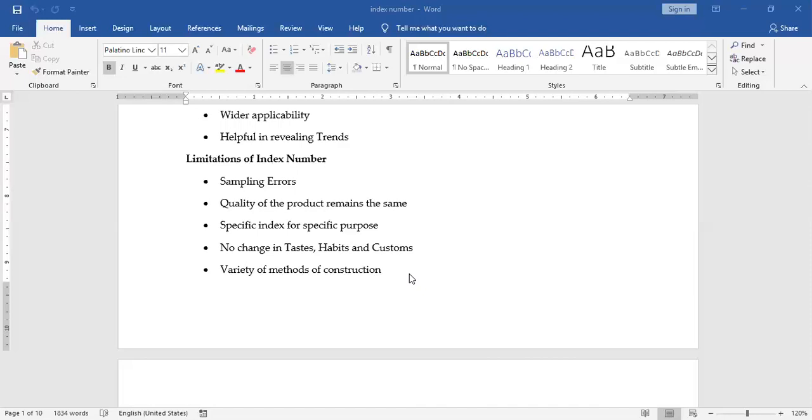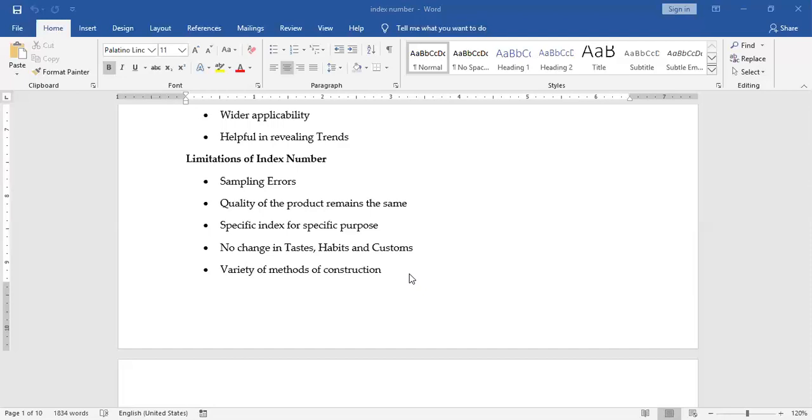Next is that the quality of the product remains the same. Definitely right. There will be no changes in the quality you take over a period of time. Specific index for specific purpose. Definitely there is a stereotype index which is well designed. Everything is stereotype. It talks about a very stereotype methodology. No changes in taste habits of customers. It takes only the product production process and the variety of methods of construction.